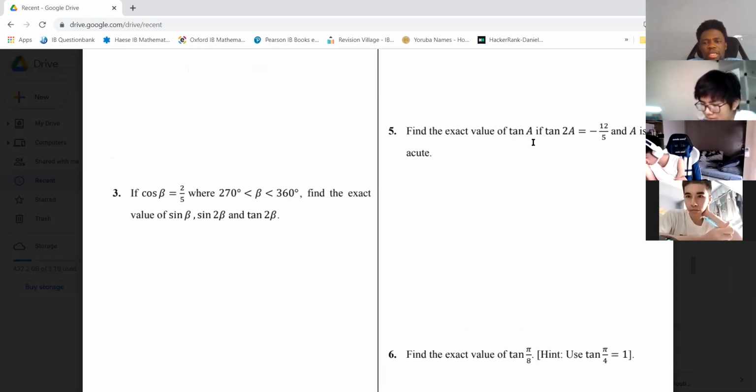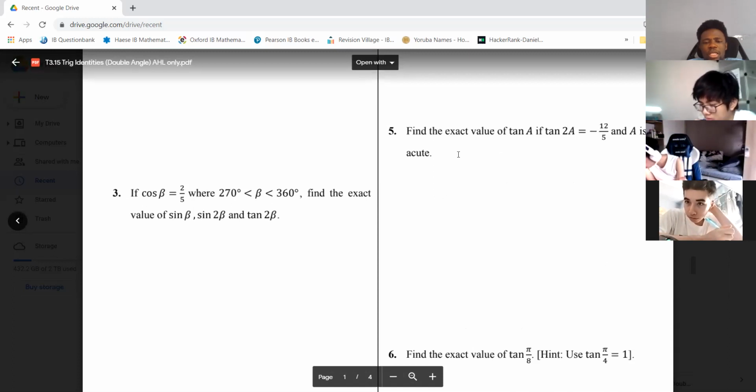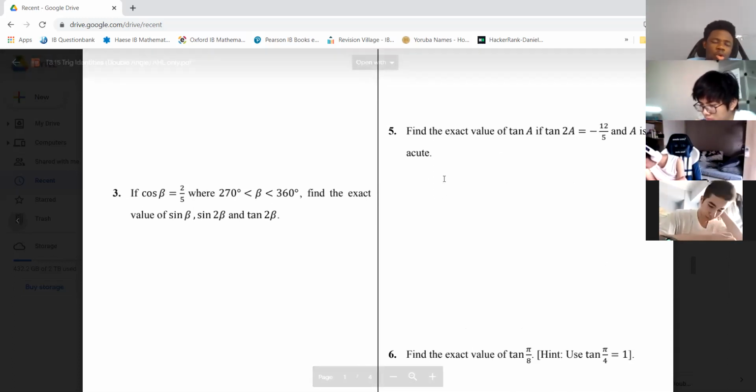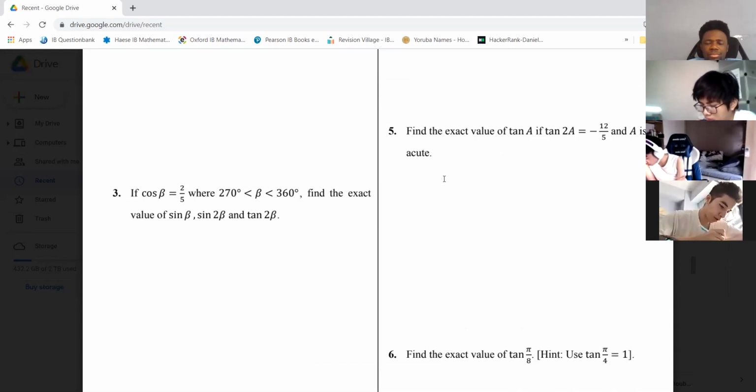So similarly, find the exact value of tan A if tan 2A equals this and A is acute. What did you do? Or what would you do? Probably use the double tan. Okay, so can I ask you to do that now, please? Okay.